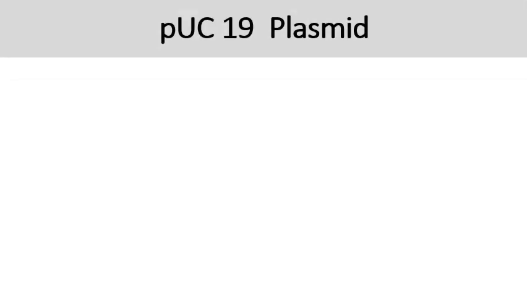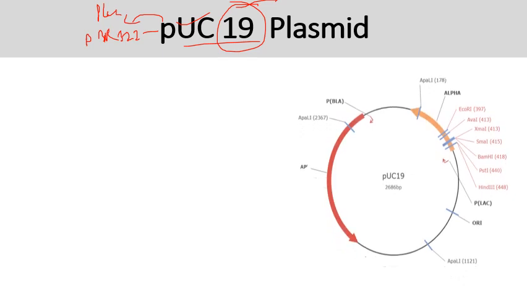Next vector, which was constructed by certain modifications in PBR322. जो PBR322 है उसके फीचर्स को मॉडिफाई किया गया और उससे एक और बेटर प्लाज्मिड बनाया गया जिसका नाम है PUC19. Why we call it as PUC19? Here P stands for plasmid and UC stands for University of California. So this was engineered in University of California, so that's why this is named as PUC. 19 is the number assigned for its differentiation from other vectors.